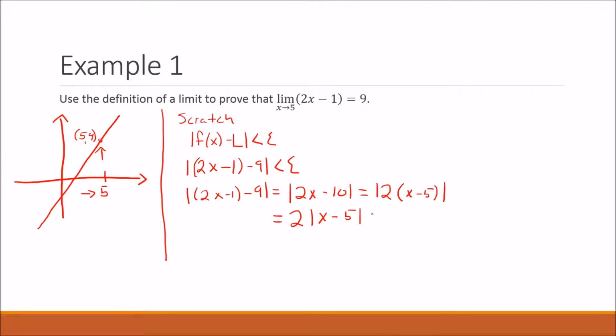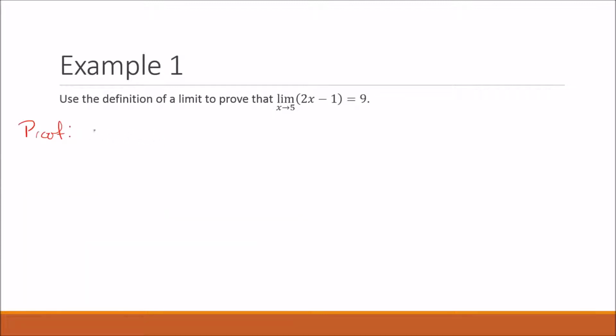Now remember, we want this to be less than epsilon. But what we also want is we want x minus 5 in absolute values to be less than delta. So we have the absolute value of x minus 5 is less than epsilon over 2. But we also want this to be less than delta, so let's set epsilon over 2 equal to delta. Now when we go to write up our actual proof, we'll let epsilon greater than 0 be given, and we will consider delta equal to epsilon over 2.